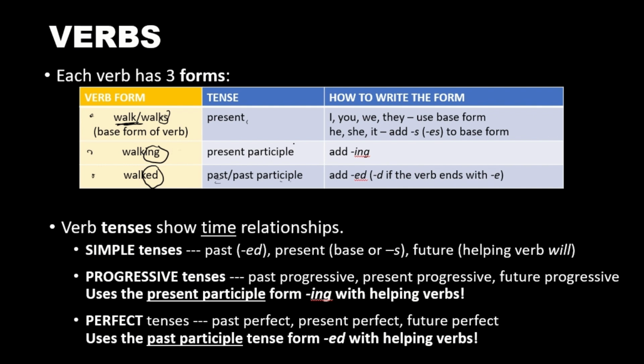So those are the 3 forms, and I want to make sure you pay attention to the form, folks. When we have these forms, they give us the tense. And down here, as you can read, verb tenses show time relationships. We have our simple tense, our progressive tense, and our perfect tense.